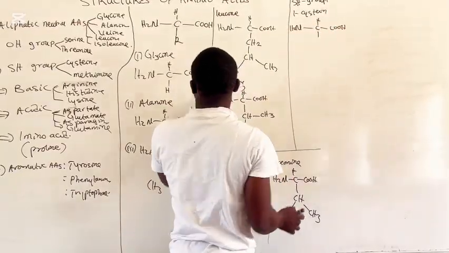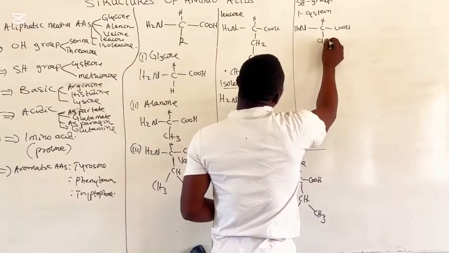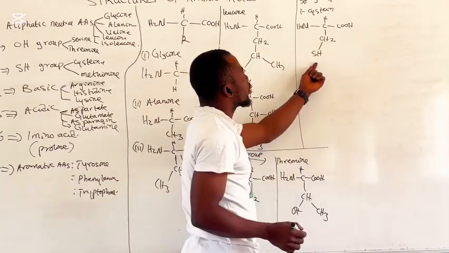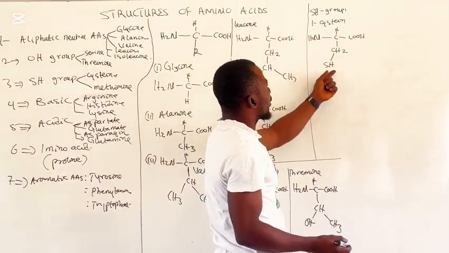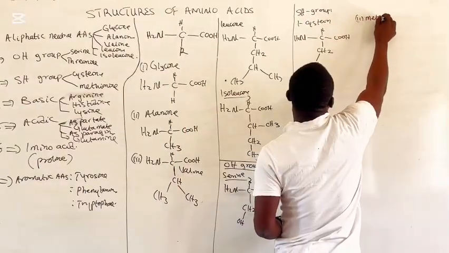So instead of the R part of the serine, the R part of the cysteine is CH2 in addition to SH. You'll be having CH2 and SH. This is cysteine. The next one is methionine.